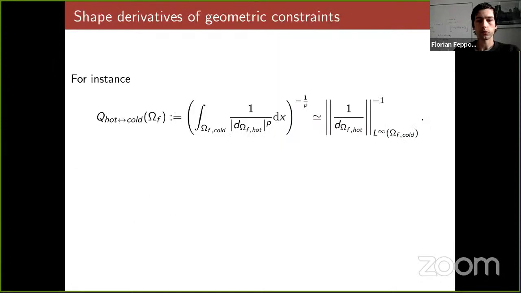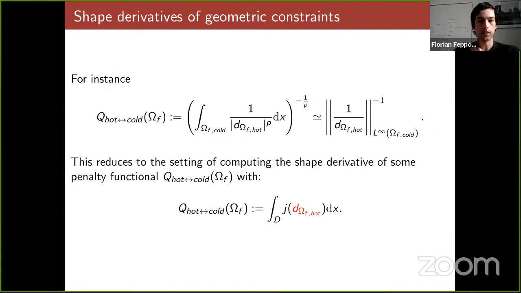In order to treat these pointwise constraints, you introduce an average functional which depends on the signed distance function. We approximate the L infinity norm by an LP norm, which is very classical. The technical part was to be able to compute the shape derivative of this kind of constraint.